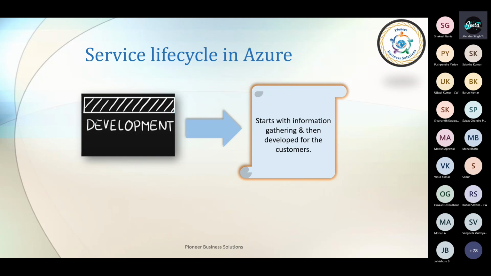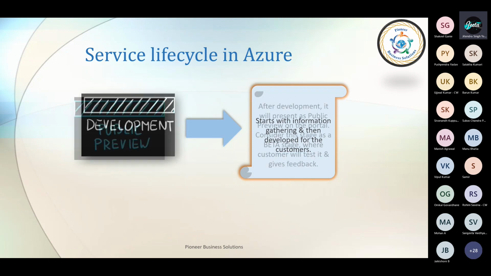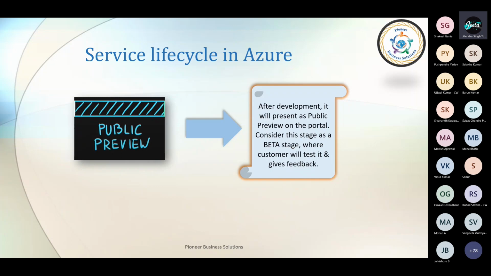And then the developers of Microsoft will develop it. Once it is developed, they will not directly throw it at you. They will not throw the entire technology at you saying, okay, this is what we have done, start using it. No, it's not like that. It goes to the next stage, that is public preview. In Azure, you will find so many services where in the bracket preview will be written. What that preview represents is that the particular service is in beta mode. It is in beta stage.